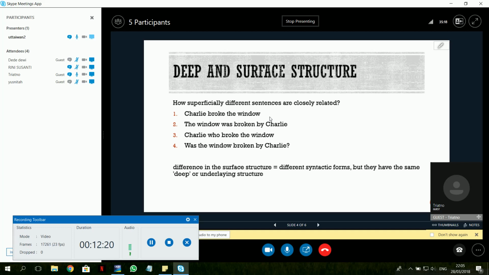Number one, Charlie broke the window. The window was broken by Charlie. Charlie who broke the window. Was the window broken by Charlie? There are four sentences which are superficially different, but four of them have the same meaning, isn't it? Do you agree with me? There are four different sentences, but those four sentences have one same meaning. Do you agree with me?